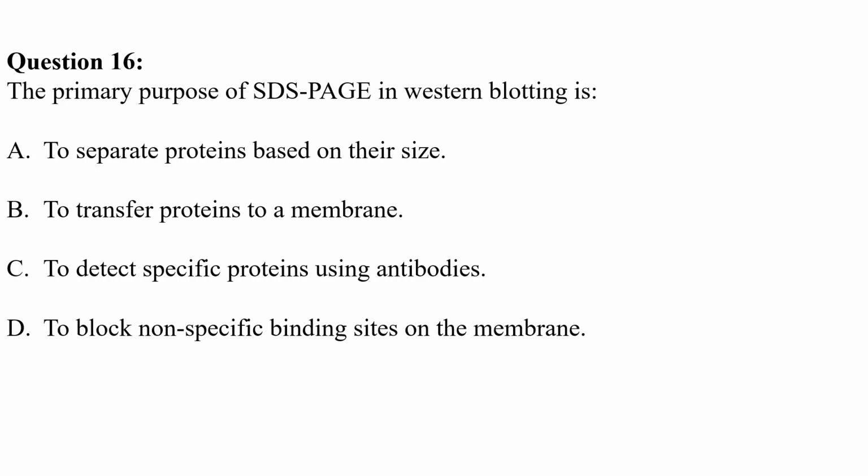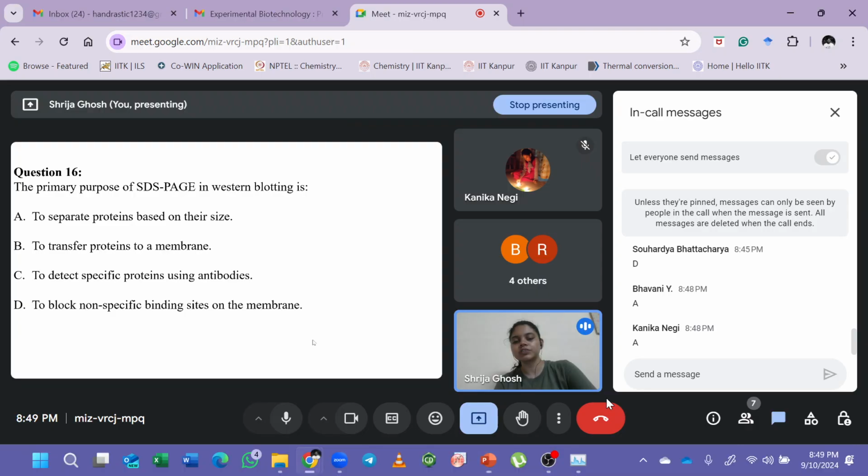The primary purpose of SDS page in Western blotting is option A, to separate proteins based on their size, option B, to transfer proteins to a membrane, option C, to detect specific proteins using antibodies, and option D, to block non-specific binding sites on the membrane. What is the primary purpose of SDS page in Western blotting?